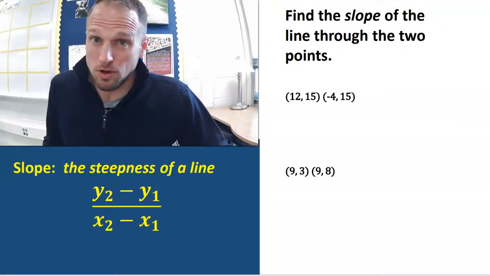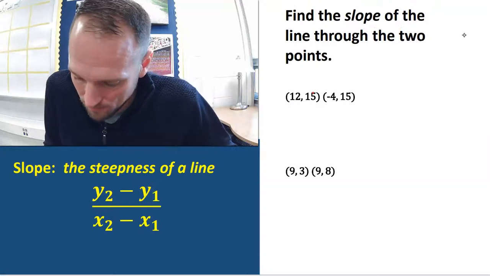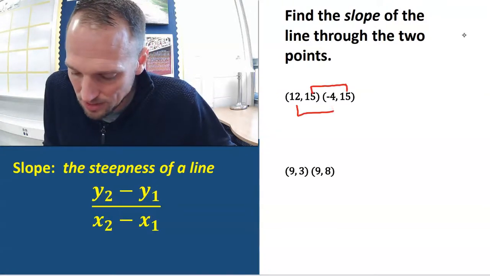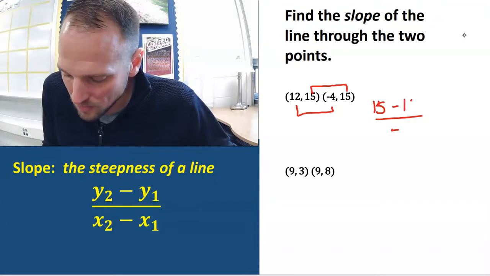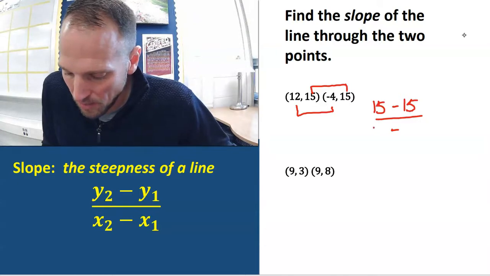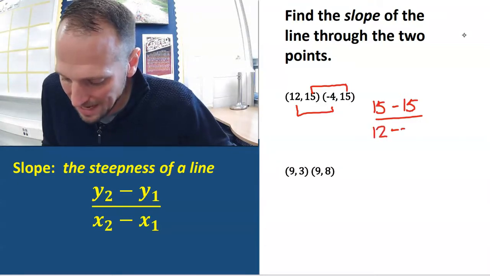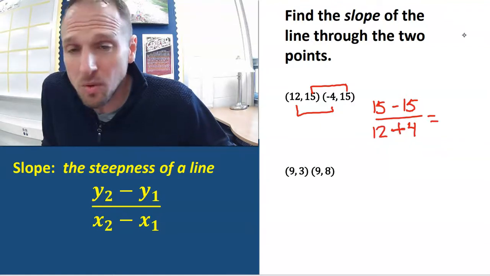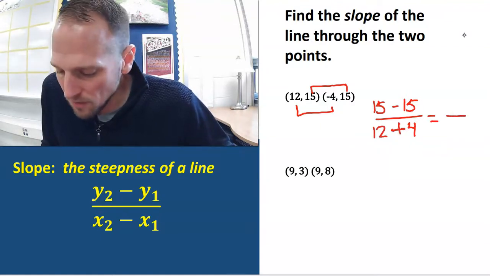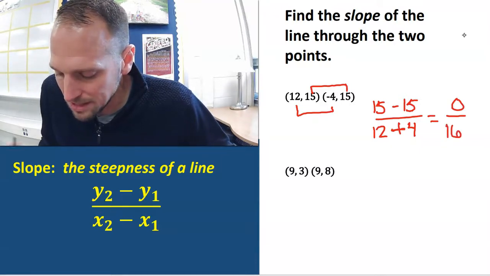Let's do some tricky ones, okay? These are tricky. Connect the y's on the top, x's on the bottom. Y minus y over x minus x. So on the top, I've got 15 minus 15. On the bottom, I've got 12 minus -4. So on the bottom, minus -4, that's going to be a plus 4. On the top, 15 minus 15 is 0. And on the bottom, 12 plus 4 is 16.